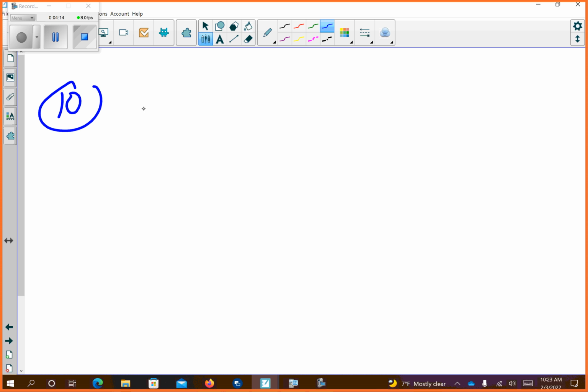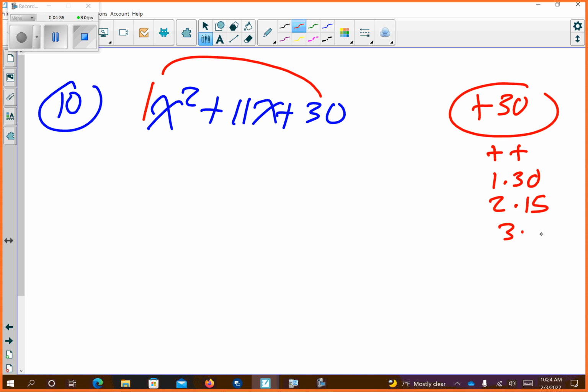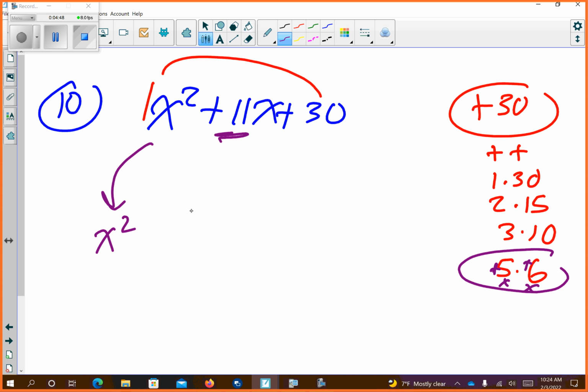All right, number 10. We got x squared plus 11x plus 30. There's a 1 out front there. 1 times 30 is positive 30. Agree? Just by looking at the problem, are both signs positive or are they both negative? Both positive. So I got 1 and 30, 2 and 15, 3 and 10, 5 and 6. Which of those, both being positive, add up to 11? 5 and 6. Don't forget the x's. X squared plus 5x plus 6x plus 30. Do the rest.